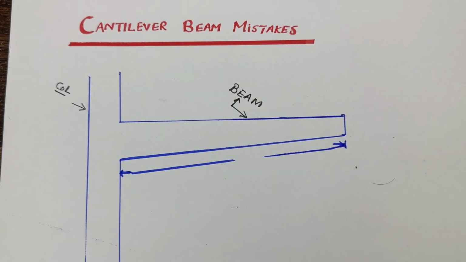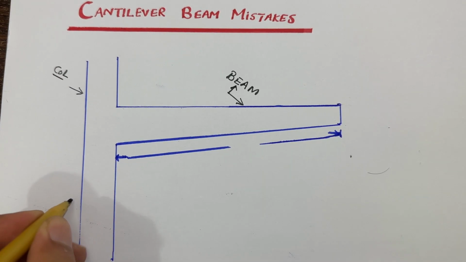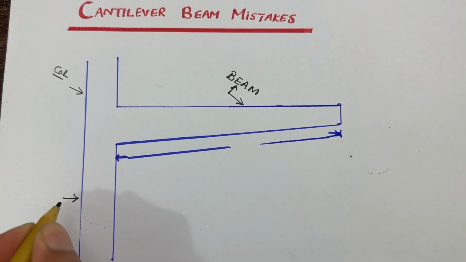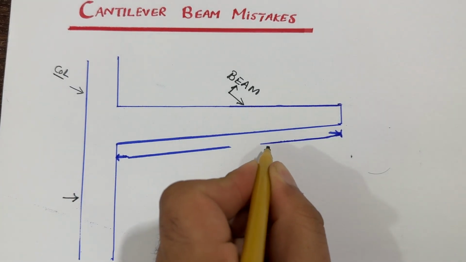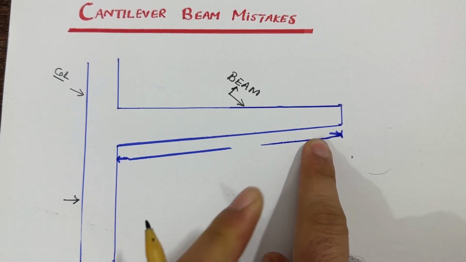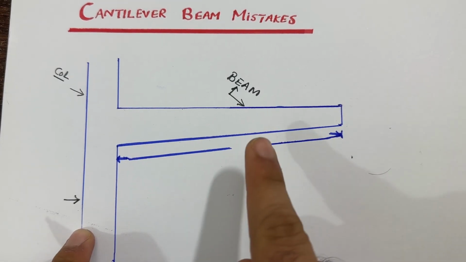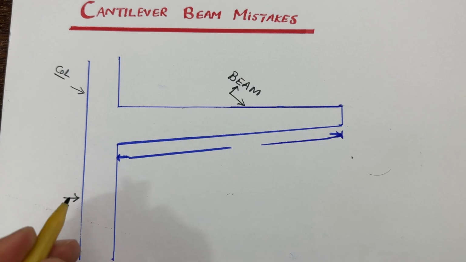Remember, the first one is very important for you to know. If the size of the column is less than the cantilever beam, this is one of the big mistakes, because the cantilever beam is supported by this column. If the column size is less than this beam, you will face more problems. This is the first big mistake.